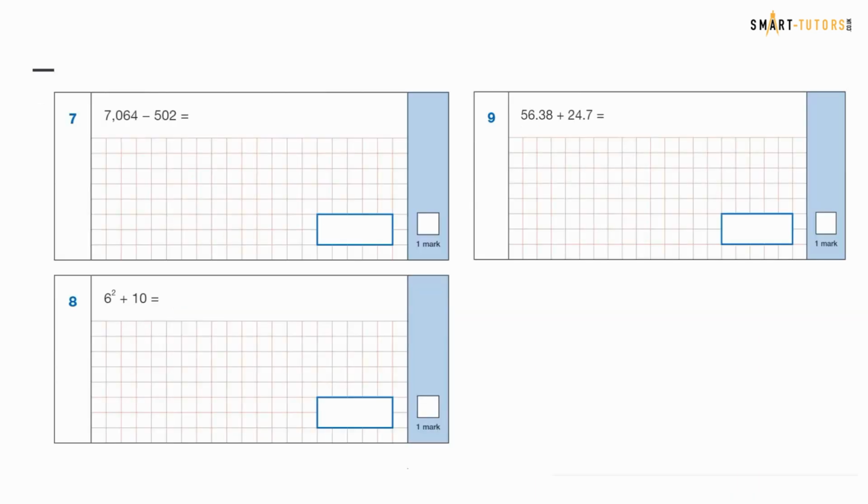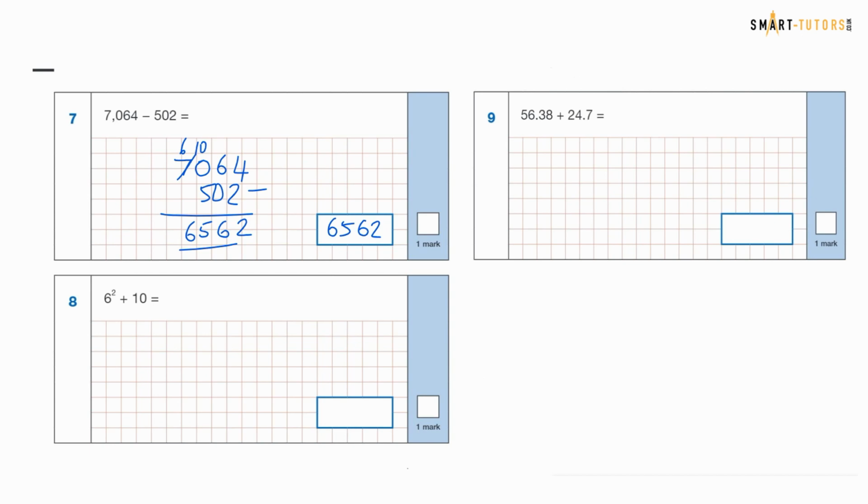Question number 7. 7064 take away 502. So this is a four-digit minus a 3-digit column subtraction question. You do 4 minus 2, which is 2, 6 minus 0, which is 6, and then you carry over 1 because you can't do 0 minus 5. So 10 minus 5 is 5. 6 minus nothing is 6. So 6,562. Very good. There's nothing to add for that one. So 6,562 is the answer for question number 7.